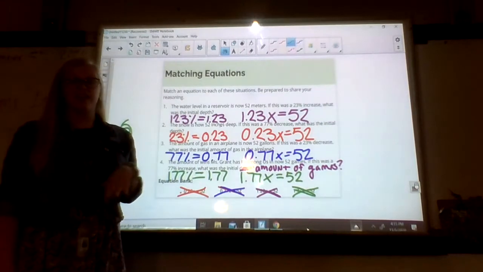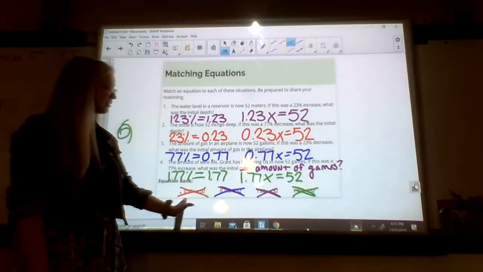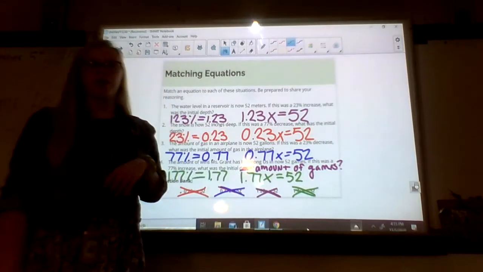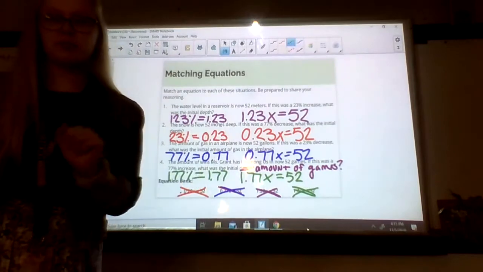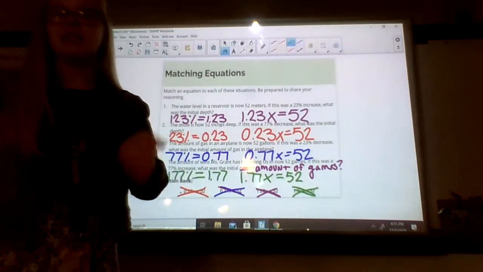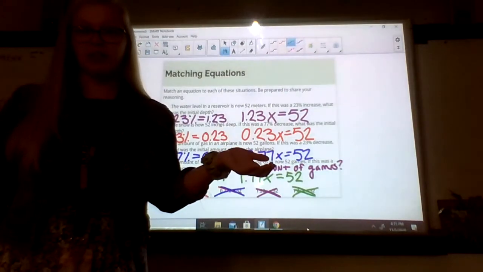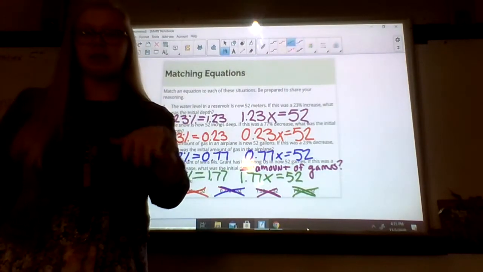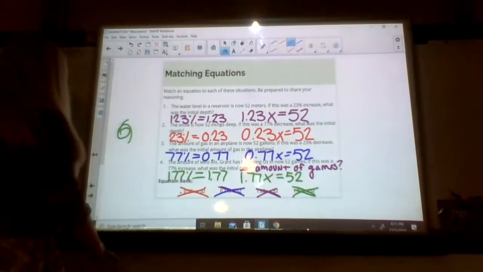This was tricky, I know. But you didn't have to really create them yourself. You just had to pick from below. Remember, increase, you're going to add. Decrease, you're going to subtract. To find a percent of a number, you're always going to multiply that percent you're trying to find times the initial amount, or whatever amount you have. Okay?